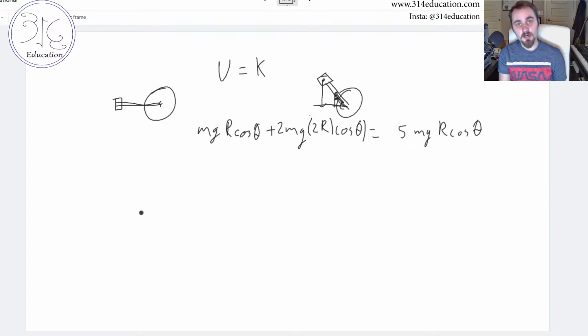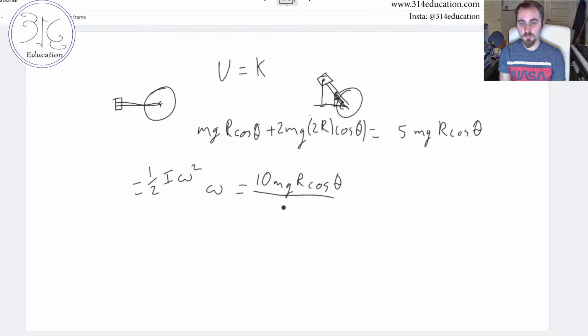And this we can compare to our kinetic energy at the bottom. And so this is then going to equal our 1/2 I omega squared. And we want to know what our omega is. So to get omega on its own, we'll multiply by 2, divide by I, and take the square root. So we have 10, so omega is going to equal 10 mgr cosine theta, that's 5 times 2, divided by our I.